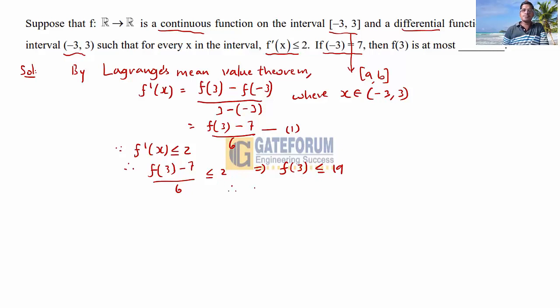So at most means maximum, that is 19. Therefore, f of 3 is at most 19. So the answer is 19. This is the end of the question.